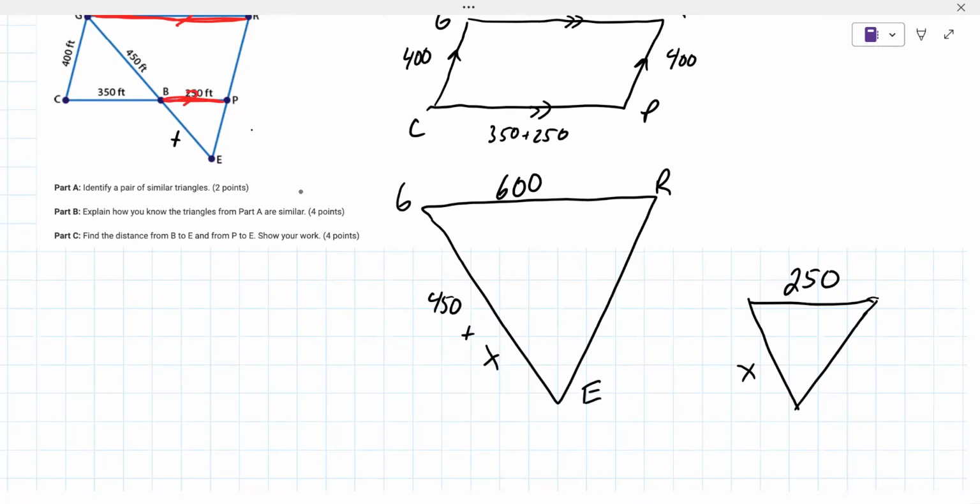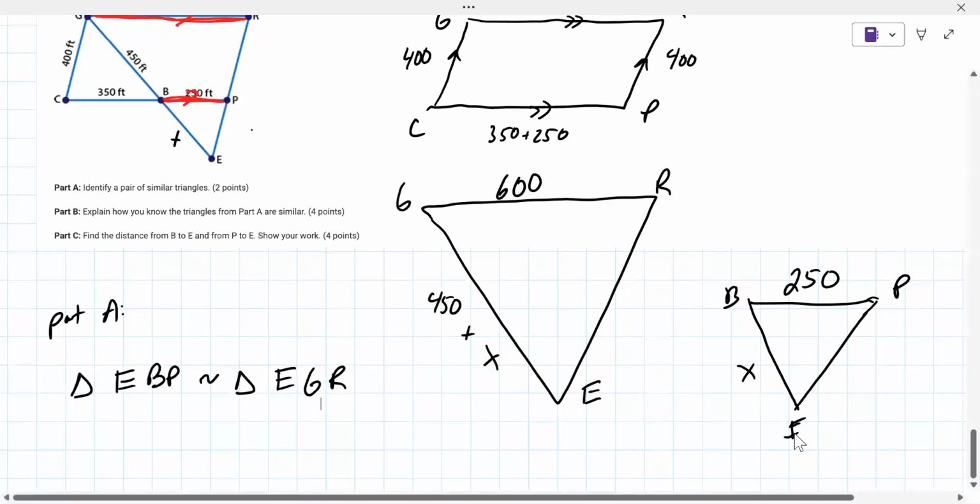Now, how do we know? So in terms of part A, let me be clear here. All this leads into part A. So we know that triangle, I need to label this, triangle EBP is similar to triangle EGR. So you have to follow the same trajectory, EPB, EGR, like that.